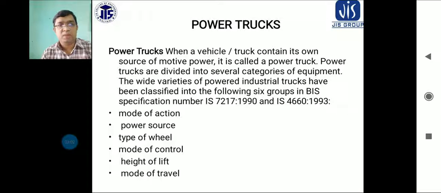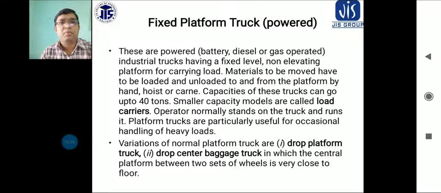Then, along with the types of wheels, there is the mode of control, that means automatic, or switch controls, that is, controlled manually. Also the height of lift, how much vertical movement you have to take up, is considered for power trucks. Another is the mode of travel, which is also considered for power trucks.